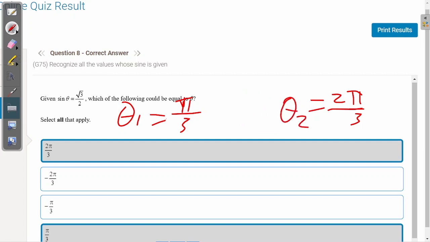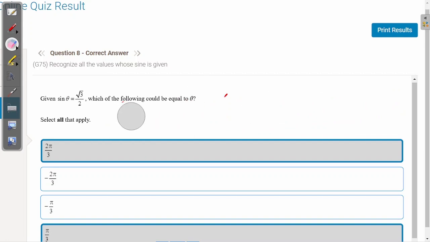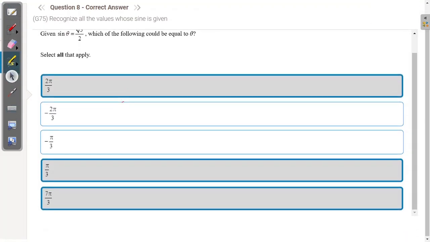Now you can find even more if you add 360, or 2 pi. So plus 2 pi, if you make it the same denominator, it will be 6 pi over 3. It will be 7 pi over 3. And you do the same here. Anyway, you will find these. Okay, this one 7 pi over 3, pi over 3, and 2 pi over 3. You can even subtract by 2 pi if you want to get a negative, but there wasn't one here.